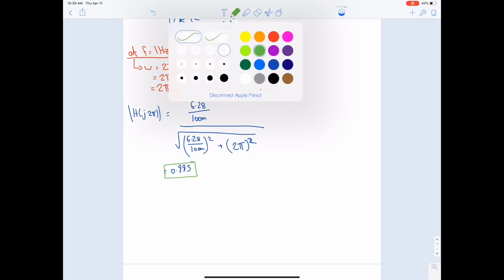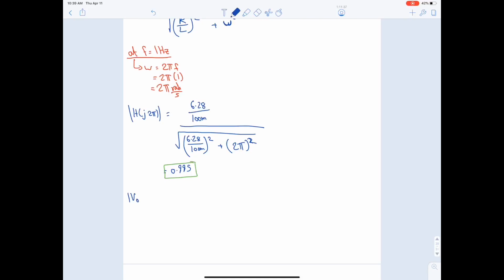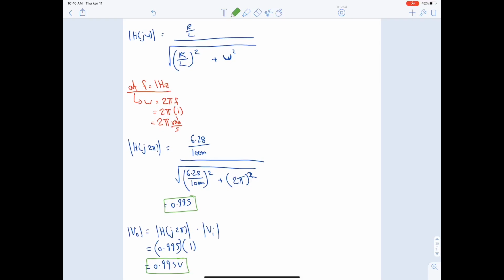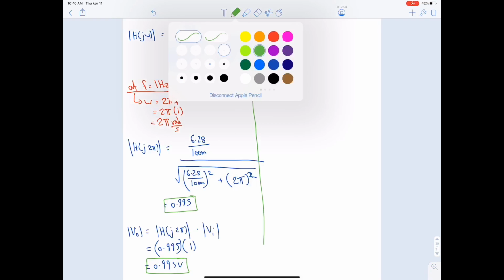We need to find V output for this frequency. So V output is equal to the magnitude at 2 pi multiplied by V input. The magnitude is 0.995 multiplied by 1. So the answer is 0.995 volt. This is the V output for this specified frequency.